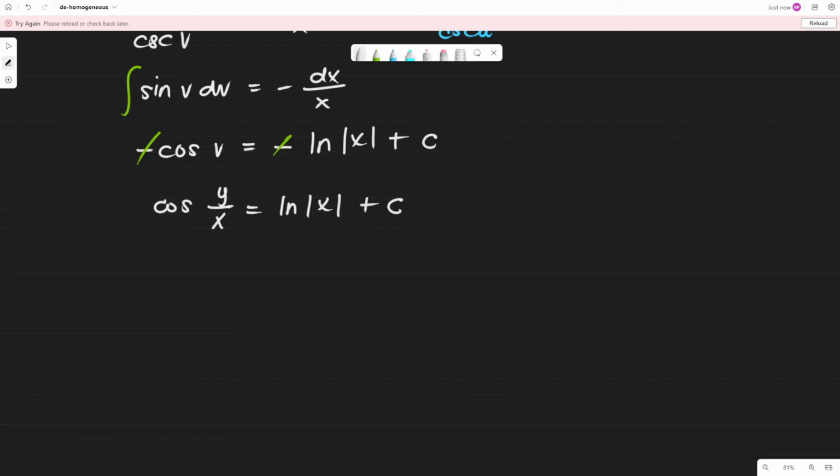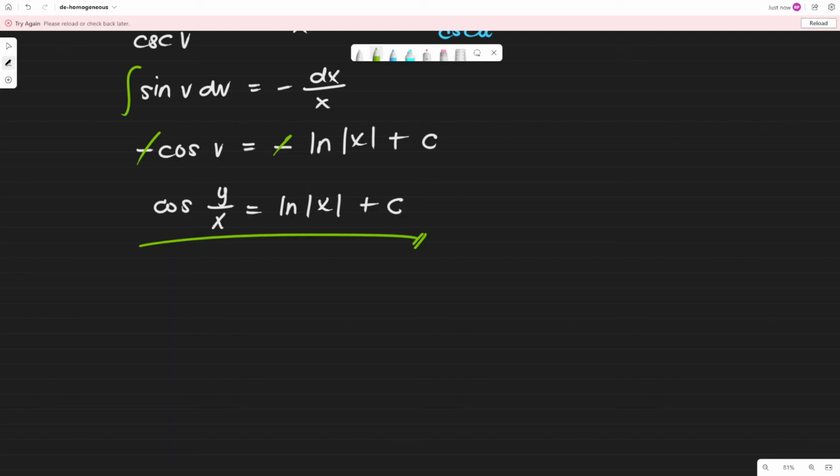And since we cannot simplify further, and it would be bothersome, it would just become x multiplied by the arc cosine of ln x plus c, which is quite hard to understand. So this is okay. This is our answer. Okay, so that's how we solve differential equations involving homogeneous coefficients.